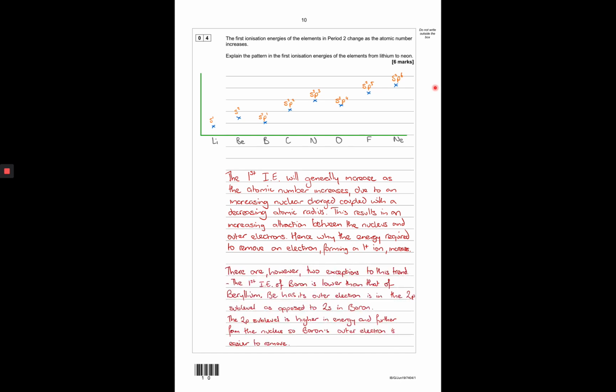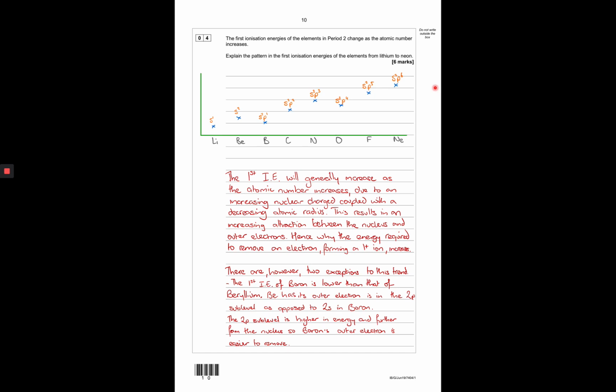And then we would have said there were 2 exceptions to this trend, and then we would have gone into the first exception. So this is another 2 marks. You have to be very clear that when you're stating something as lower, you've got to state what it's lower than. It's not enough to say boron is lower. You've got to say it's lower than beryllium, and that is against the trend. So if you're using comparative words like lower, stronger, further, whatever, you've got to say than what.